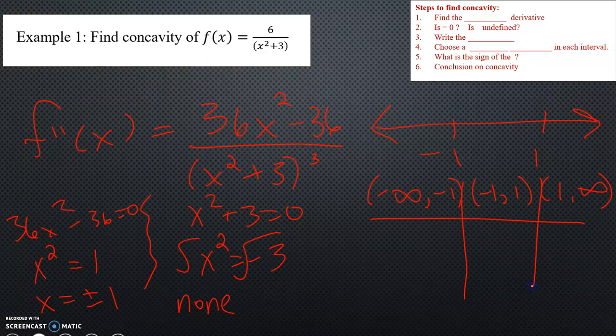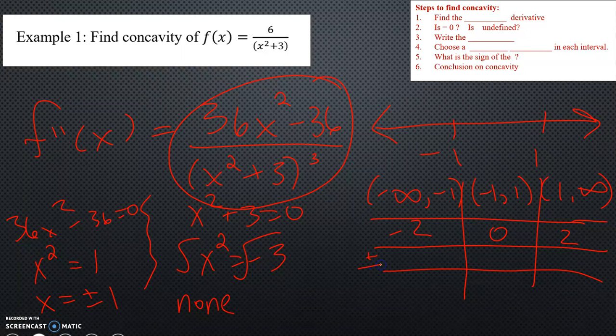We can then choose a test number in each interval, like negative 2, 0, and 2. You want to test this out into the second derivative. So plugging negative 2 into the numerator will give me a positive in the numerator. Look at the denominator. When I do negative 2 or any number, it's going to square, so it will always be positive. The denominator for this whole entire problem will always be positive. So I'm left with a positive.